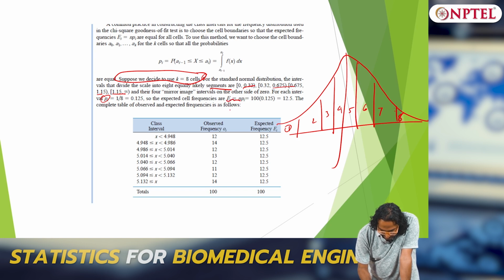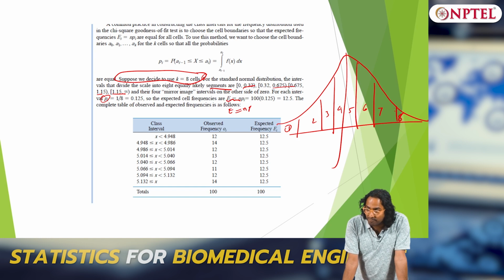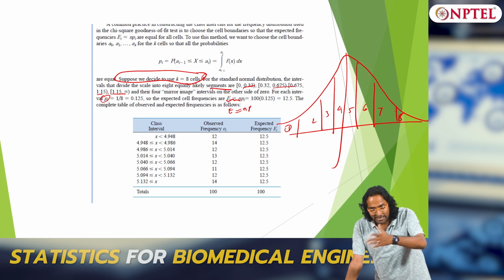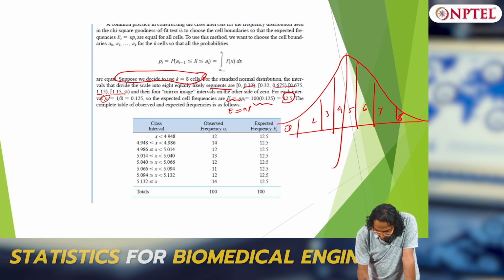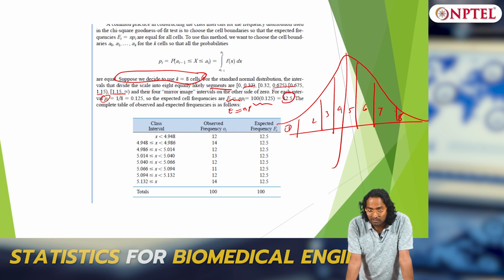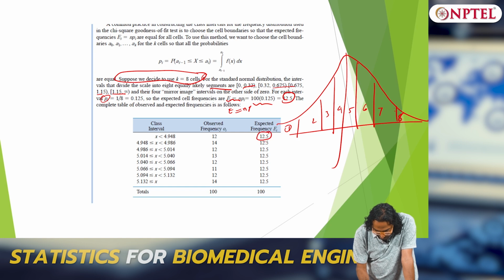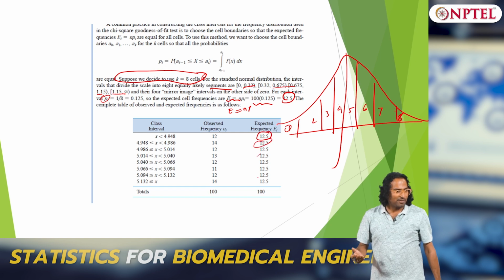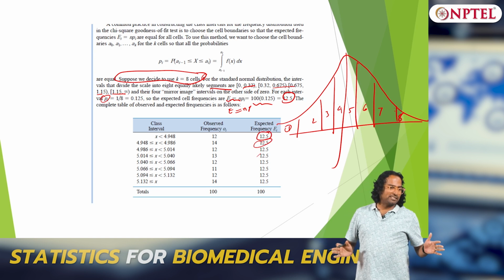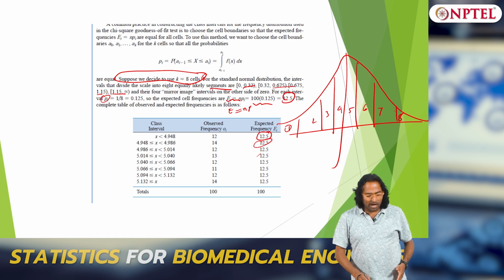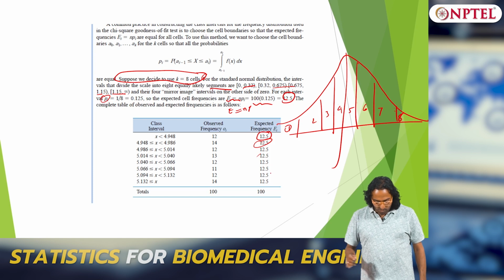Expected value is np. We know the mean is np, variance is npq. This is like binomial, but we are making it into classes, that is why np. Expected equals np. N is given to you as 100, 100 into 0.125 is 12.5. So 12.5 is the expected frequency for each class, because all probabilities are 1 over 8, since you have divided into 8 equal classes.